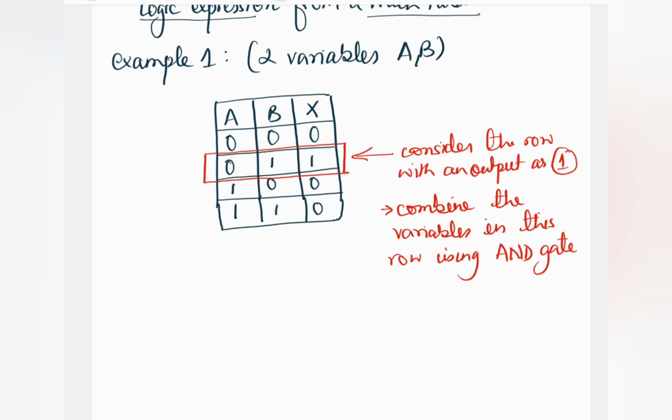We have got, if you look at the first, A is not A, and then we have got B because B is equal to 1. So X is equal to not A and B. Since it's one expression, we have to put it in a bracket. Take one more example to derive a logic expression from a given truth table.